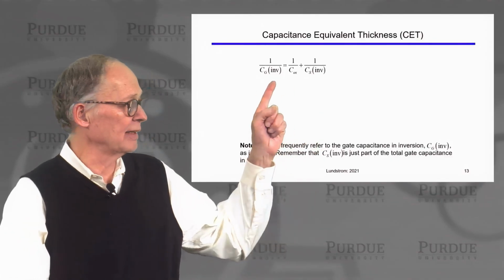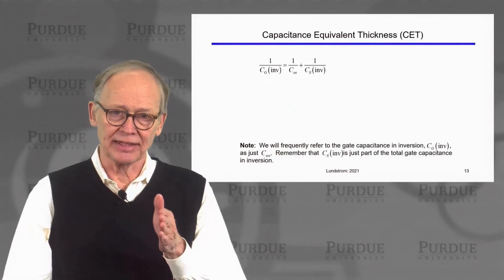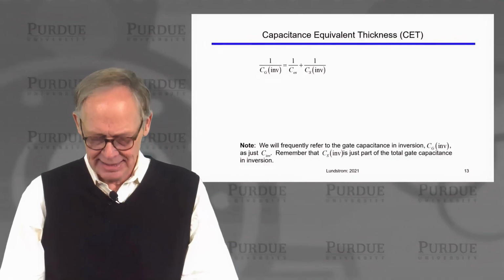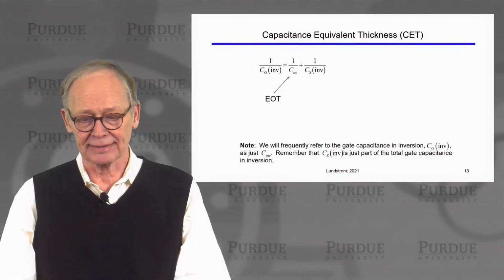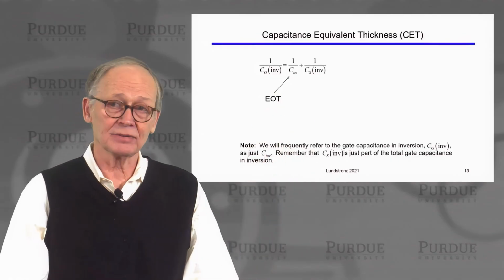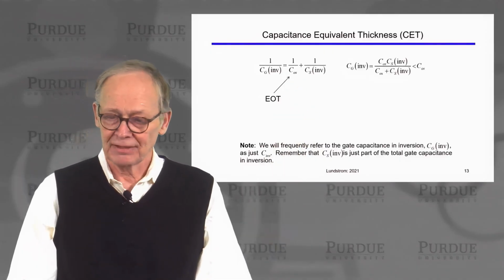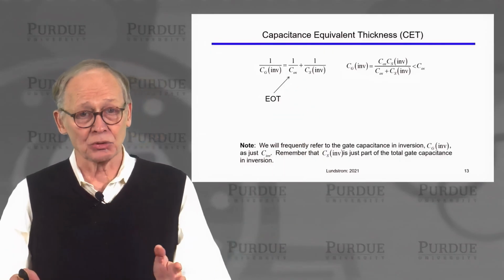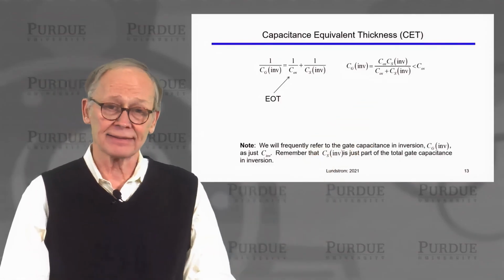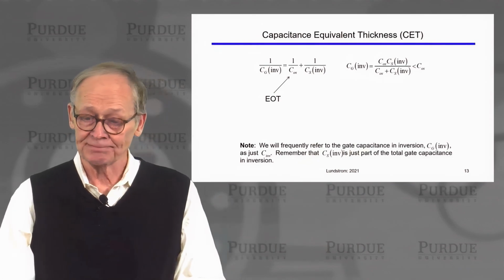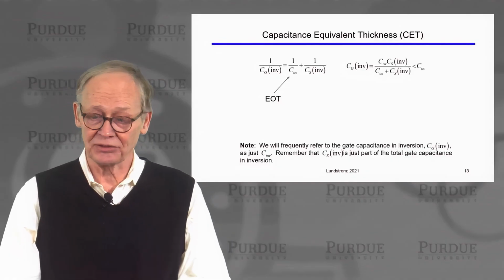So remember we said that the capacitance measured under inversion conditions is the series capacitance of the oxide and the semiconductor capacitance, and it ends up being a little bit less than the oxide capacitance. The equivalent oxide thickness, which we've just discussed, is about the oxide part of this. The capacitance equivalent thickness is about the total measured capacitance under strong inversion conditions. The total capacitance is the series combination of those two capacitors, the semiconductor capacitance in inversion and the oxide capacitance, and that's a little less than Cox.